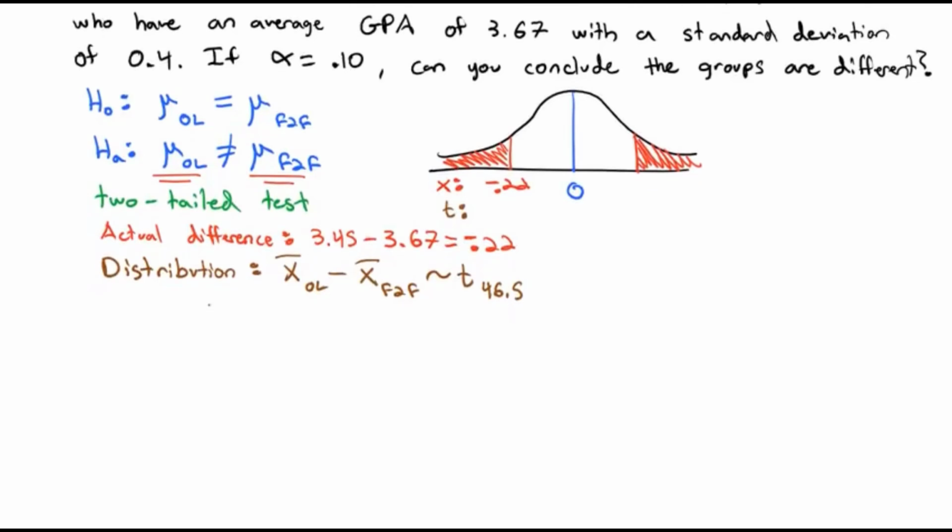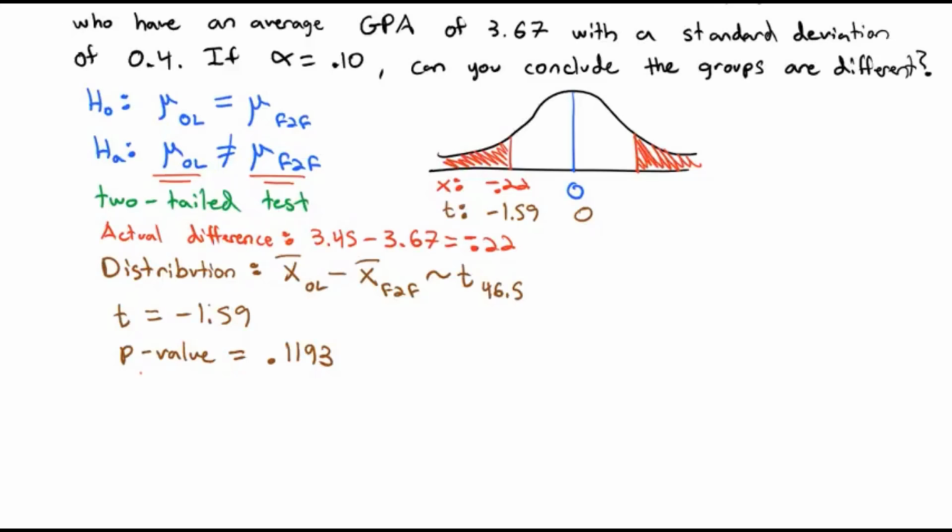The t-value that came off the calculator was negative 1.59, so negative 1.59 to the left of 0. And a p-value equal to 0.1193.